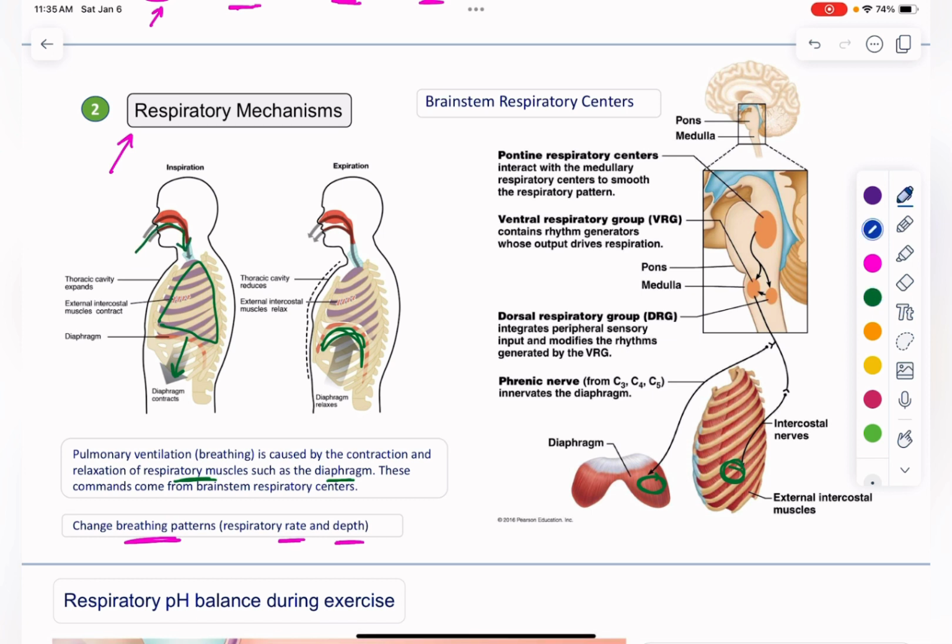And then the diaphragm relaxes, the volume in the lungs goes down, which means the pressure goes up, and that forces air out. And so it's these respiratory muscles that control breathing. And the commands for these respiratory muscles come from respiratory centers located in the brainstem, specifically the medulla oblongata, which is the main respiratory center.